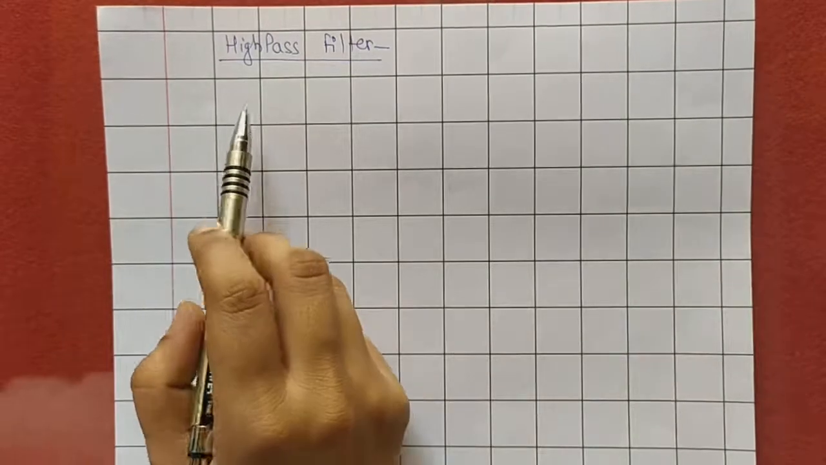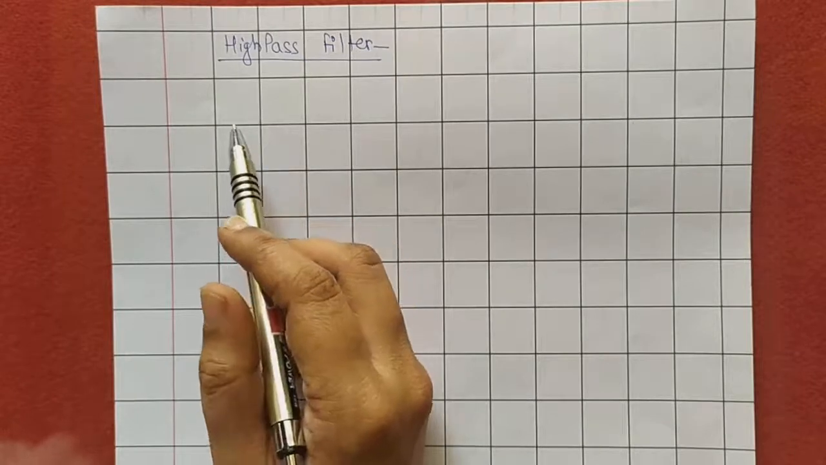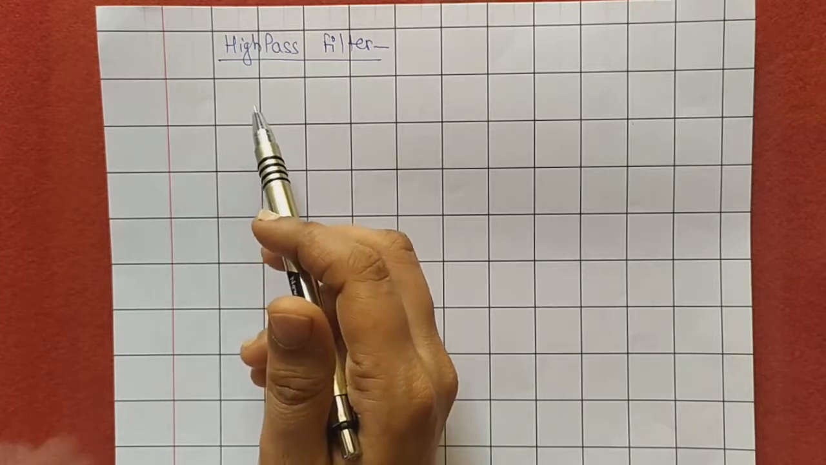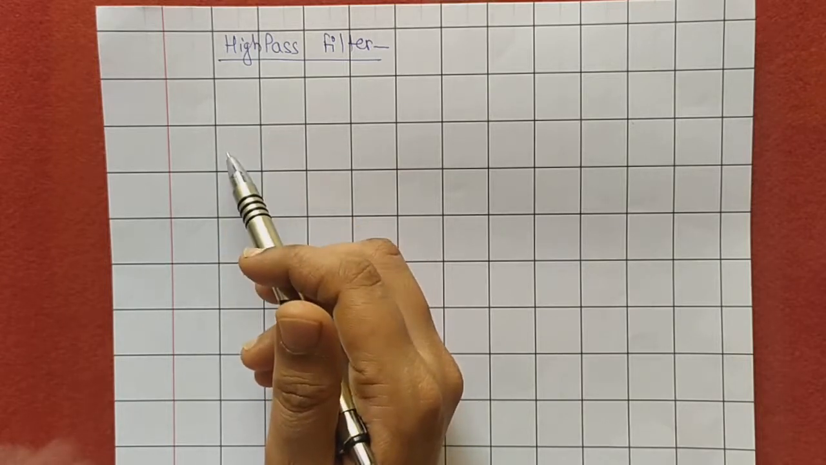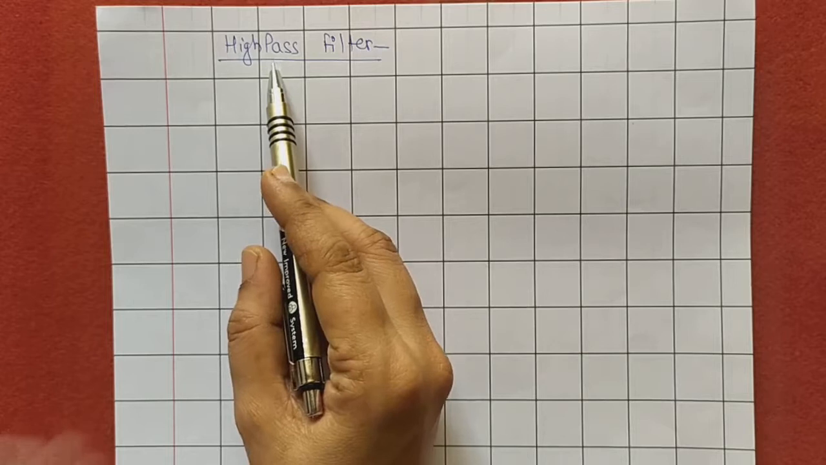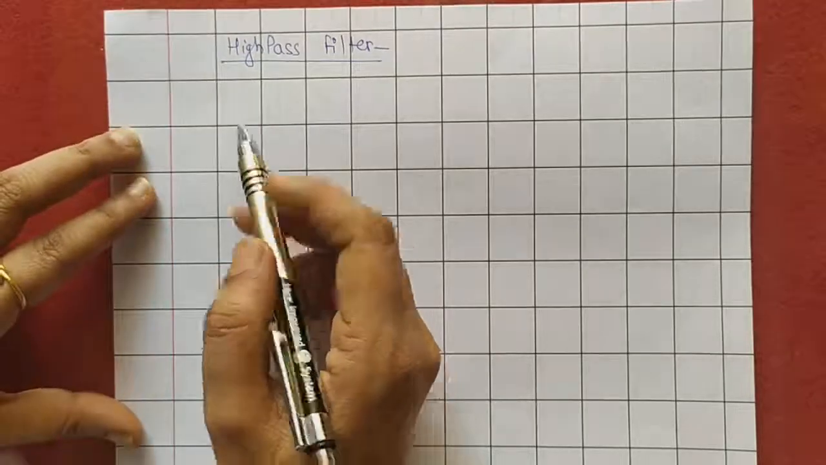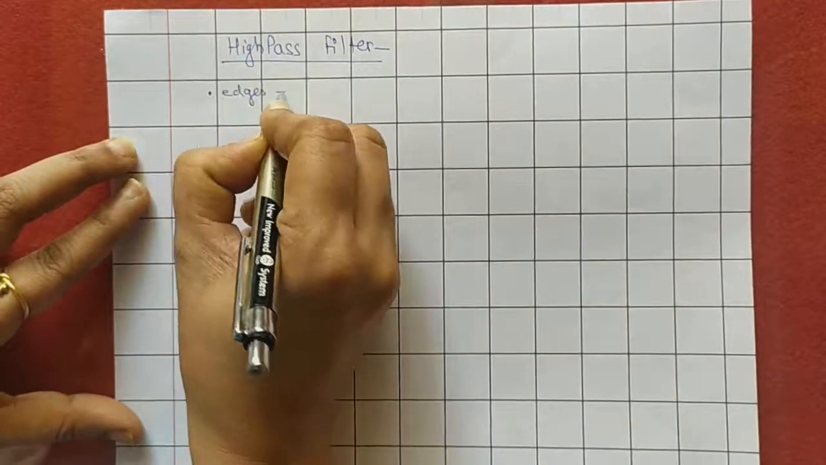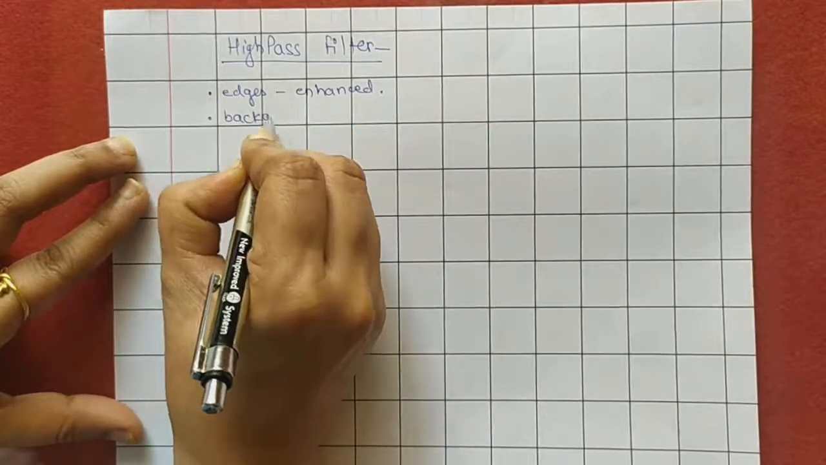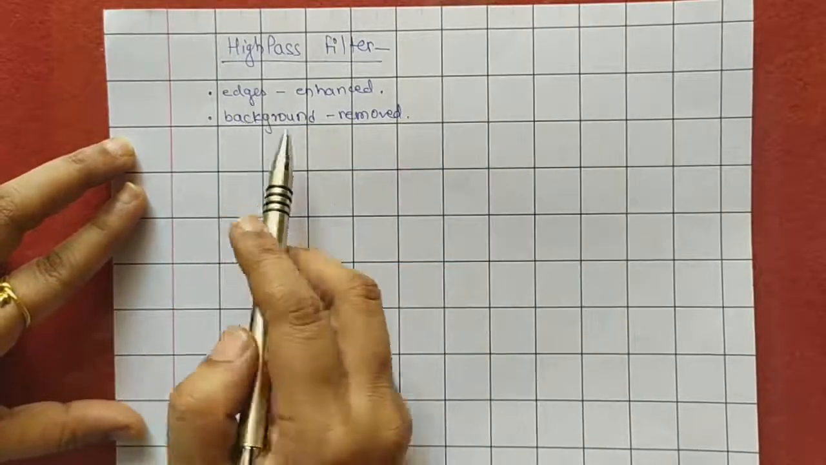Next filter is the high pass filter. In case of high pass filtering, it eliminates the low frequency region, while it retains or enhances only the high frequency components from the image. So an image which has gone through this high pass filtering does not contain the background, but the edges present in the image get enhanced. So edges will be enhanced by high pass filtering and the background will be removed after high pass filtering.